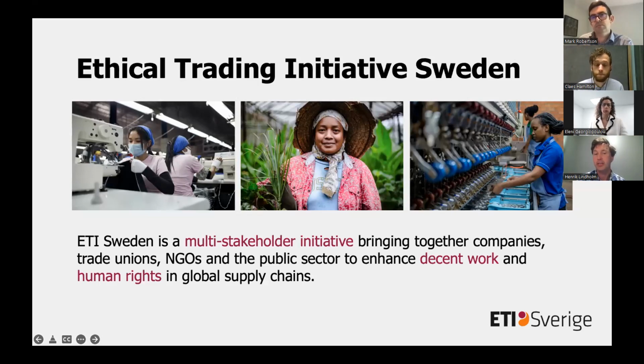We are a multi-stakeholder initiative bringing together companies, trade unions, NGOs, and public sector to work on how we can better secure decent work and human rights in global supply chains. And we do this together with our member organizations. And that is why we have invited one of our members today, Rädda Barnen, to share their experience and knowledge of how to do this best.